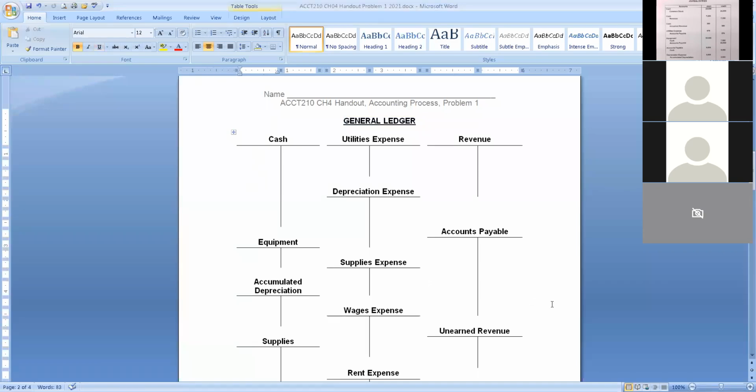Okay, so we're going to take the first journal entry here. The journal entry is cash and common stock, and cash is a debit. So we're going to go on the debit side of cash here and put in, make it a color.